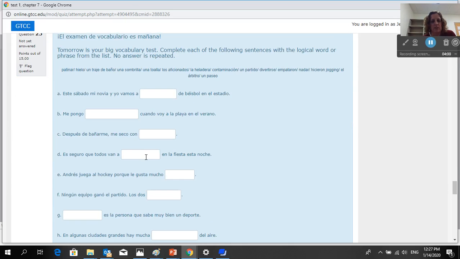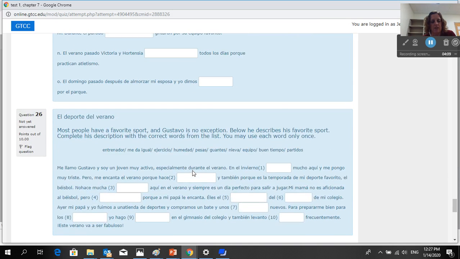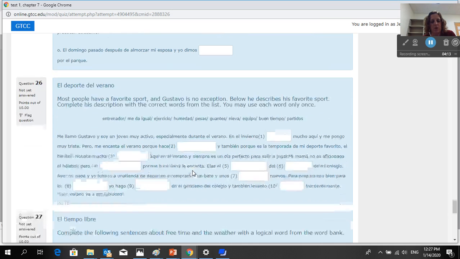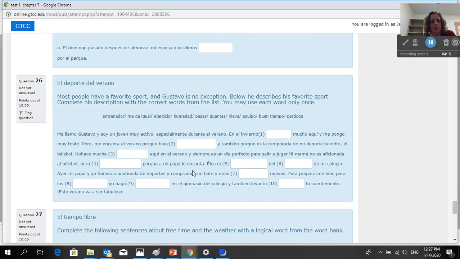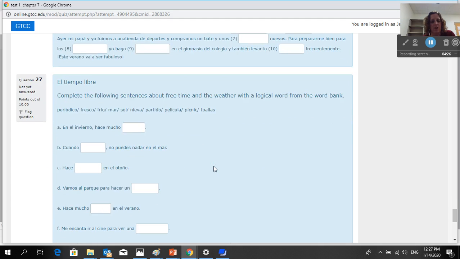Complete each of the following sentences with the logical word or phrase from the list. So read the sentences and then pick the vocabulary word that would best complete it. Here it says, el deporte del verano. Most people have a favorite sport, and Gustavo is no exception. Below he describes his favorite sport. Complete his description with the correct words from the list. So you'll read the sentence and then pick a word from the list and write it in the blank to best complete the whole paragraph.